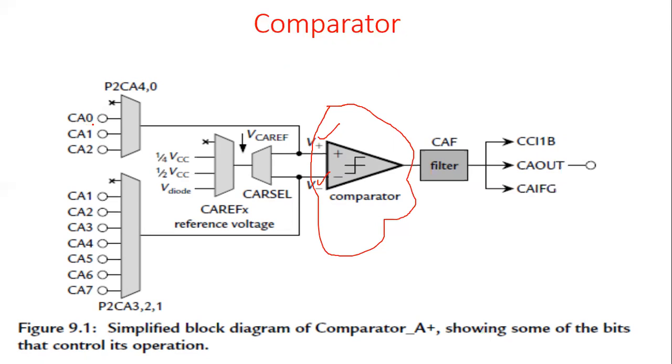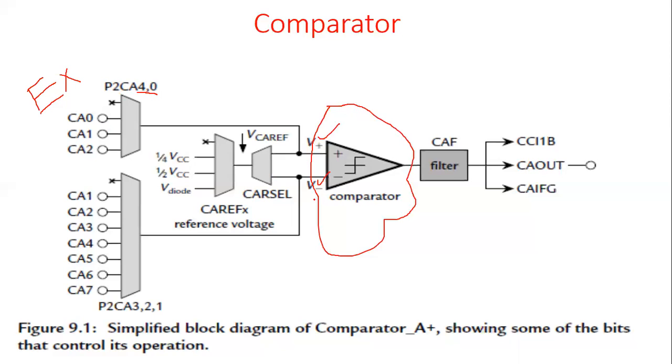Here, analog signal 0, analog signal 1, analog signal 2. Only three signals will be applied. These are external signals. Externally, we can apply the analog signals. These are totally four. These four will be selected by using these bits, that is the comparator analog signal bits 4 and 0. The fourth bit and 0th bit are used for selecting these analog signals.